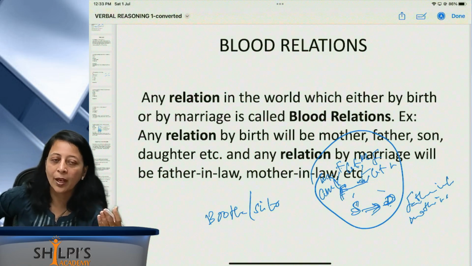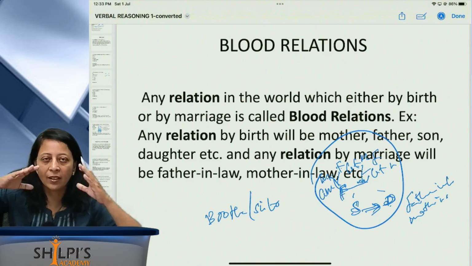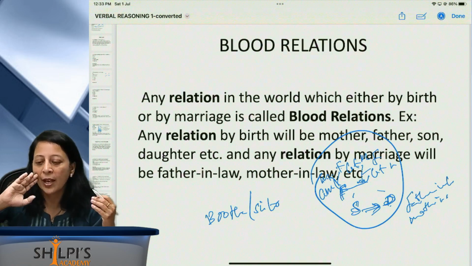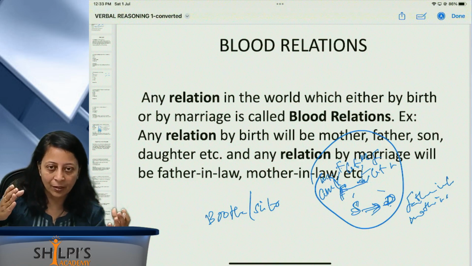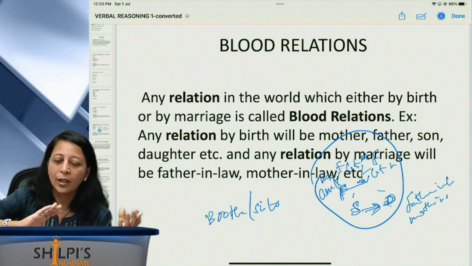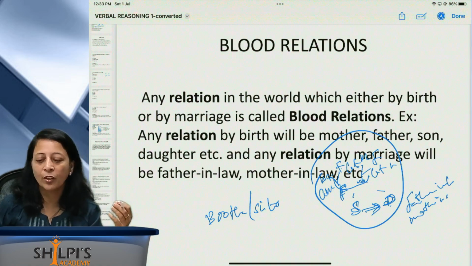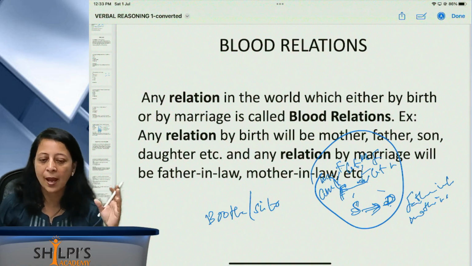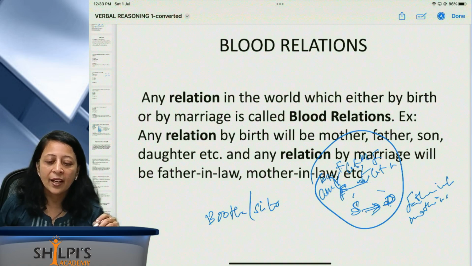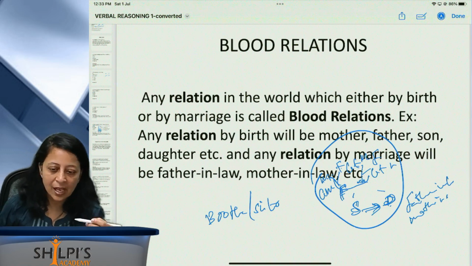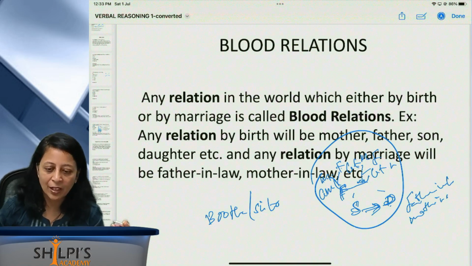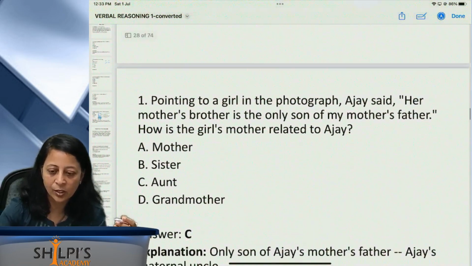By birth, what you get, if you see it directly, is your father, mother, your siblings, your grandparents. All this happens by birth. Once you get married, then you get your father-in-law, mother-in-law, all those things. Okay. Any relation by birth will be mother, father, son, daughter, etc. And any relation by marriage will become your father-in-law, mother-in-law. So most of the in-laws.